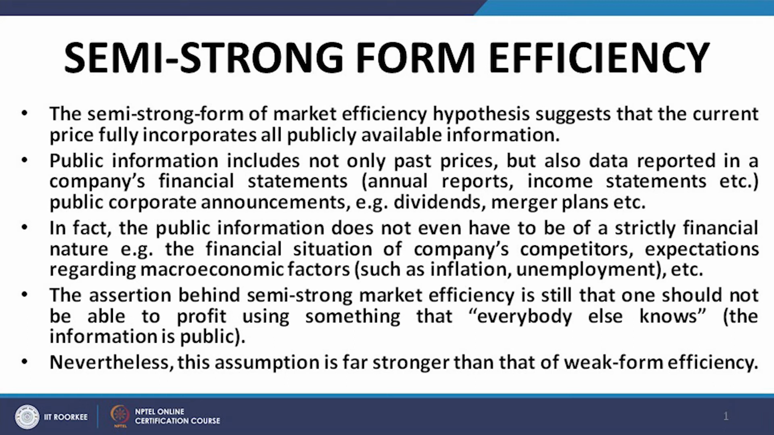In the weak form of the efficient market hypothesis, the focus was on current prices. In the semi-strong form, the focus is on all publicly available information. Now, this has been expanded in the next sentence. Public information includes not only past prices, but also data reported in a company's financial statements, annual reports, income statements, public corporate announcements like dividends, bonus issues, merger plans and so on.